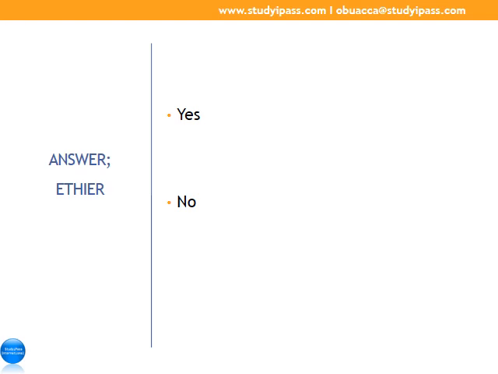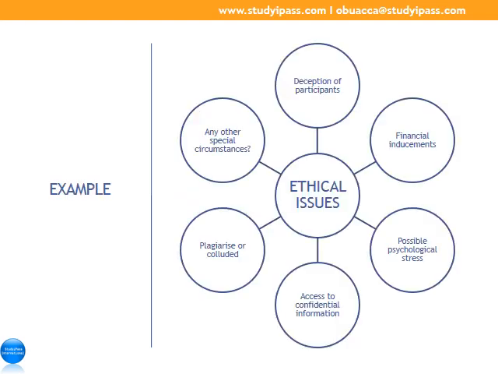Okay. The ethical issues questions to answer with your personal experience are: 1, did you deceive those who participated in your research? 2, did you use any financial inducement to get a participant to participate? 3, did you cause the participant any psychological stress? 4, did you get access to confidential information? 5, have you plagiarized or colluded with others? And 6, are there other issues not identified but are ethical in nature? By answering them, you'll be able to write 2.4.